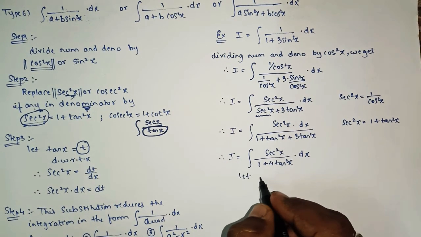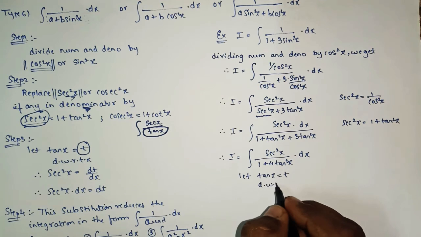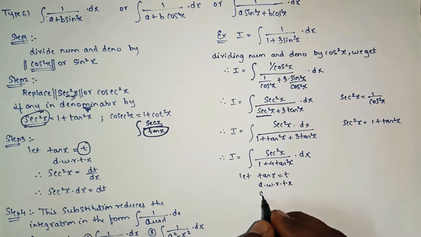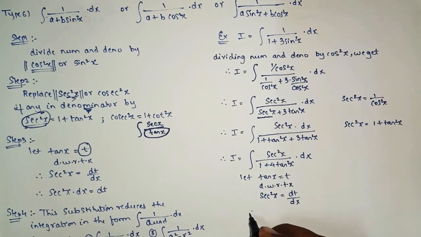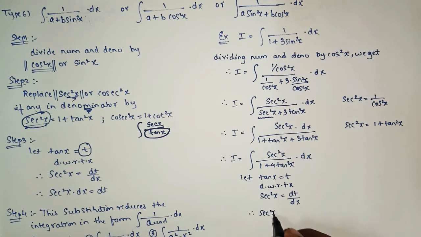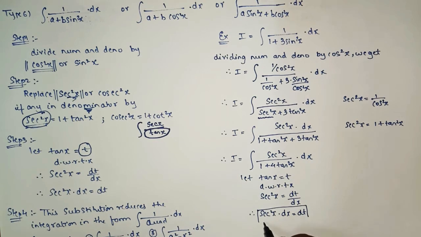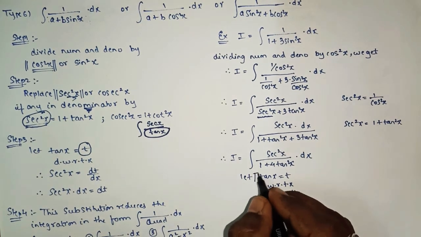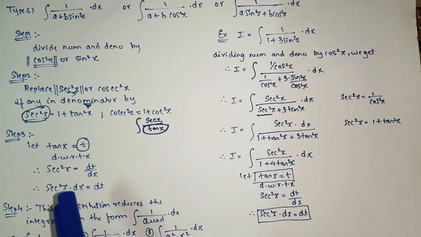We'll start with let tan x equals t. Now we'll find the derivative with respect to x. The derivative of tan is sec square x, equals dt by dx. So dx will shift to the left-hand side. So here sec square x into dx is dt, and tan x is equal to t. I hope you all understood the sum till here. So we have completed step number 3. Now we'll move on to the next step.